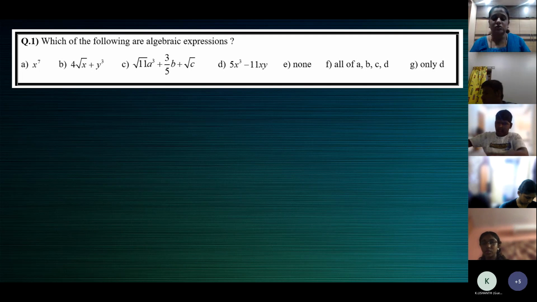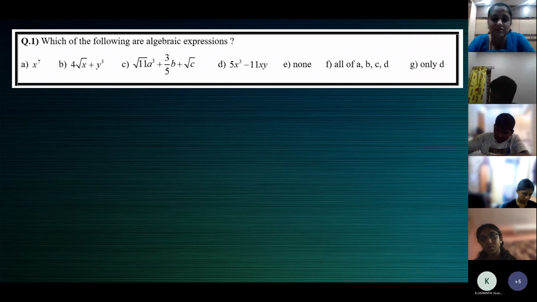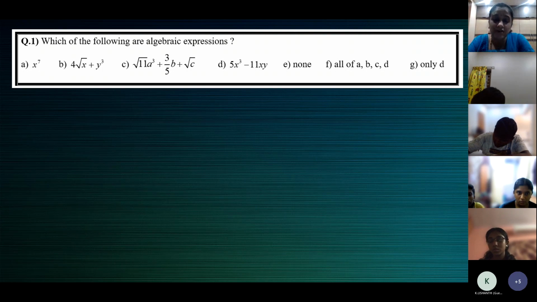So last class, we understood the different types of polynomials, classified based on the degree of the polynomial and the number of terms in the polynomial. So today we'll be answering some questions related to what we understood in the last class and the class before that. Which of the following are algebraic expressions? Write down all the options, children, and keep your answer ready.